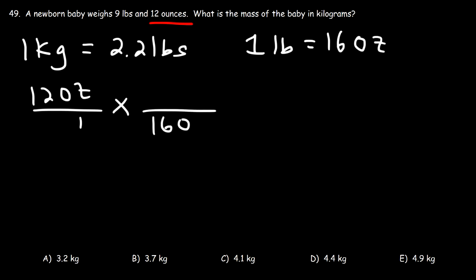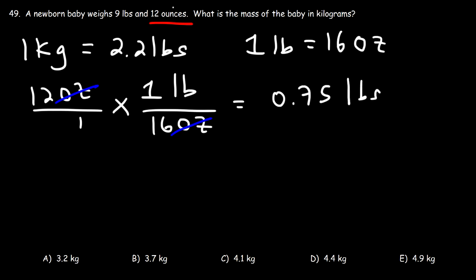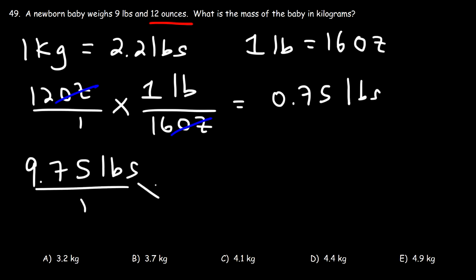Now we know that there's 16 ounces in a single pound. So the unit ounces will cancel, and 12 divided by 16 is 0.75. So this portion is 0.75 pounds plus the 9 pounds. So we can say that the baby weighs 9.75 pounds. So we need to take this number and convert it to kilograms using this conversion factor.